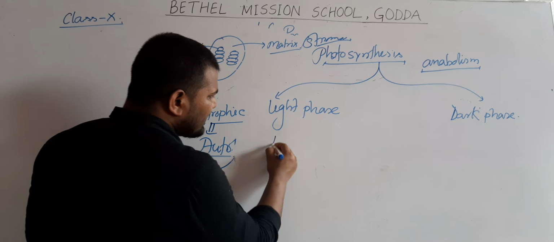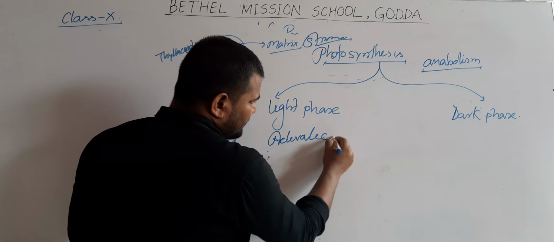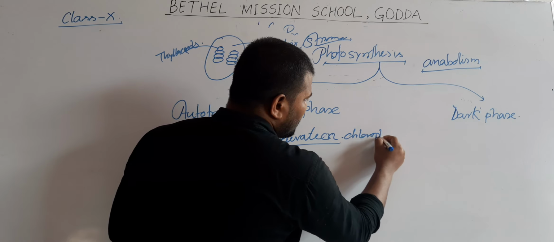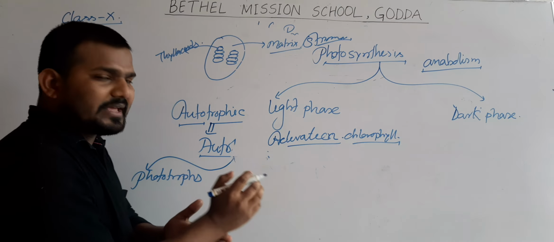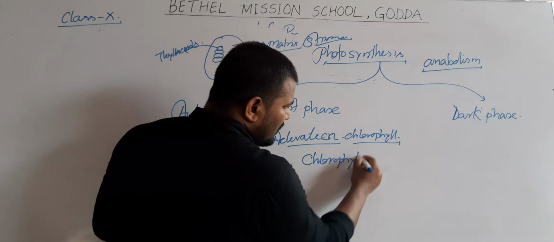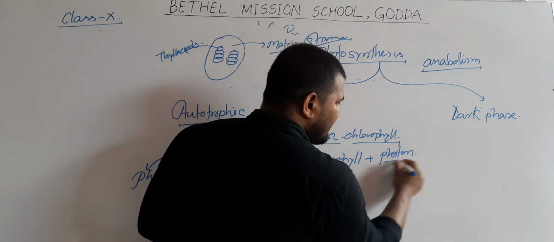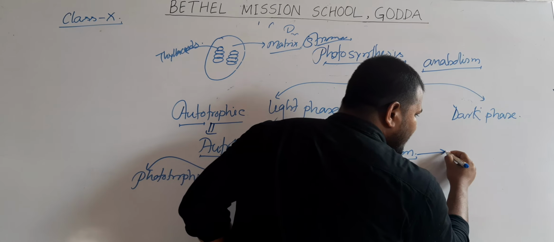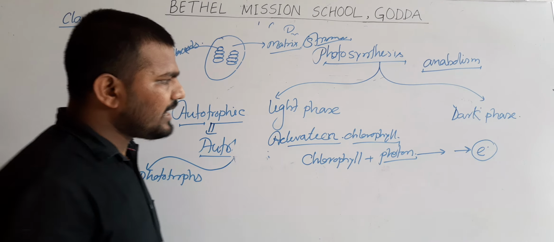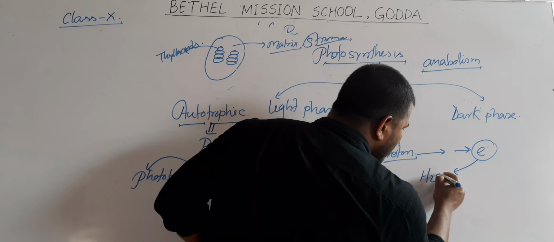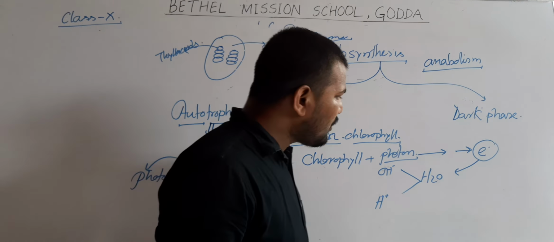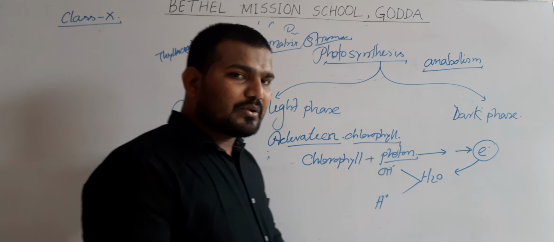The first one is activation of chlorophyll. Activation of chlorophyll means the sunlight contains photon particles. Chlorophyll will absorb the photon particles of sunlight, become activated, and discharge electrons, the negatively charged particles. The second one: these electrons are going to break down water into H+ ions and OH- ions. The process by which water is broken down is known as hydrolysis.